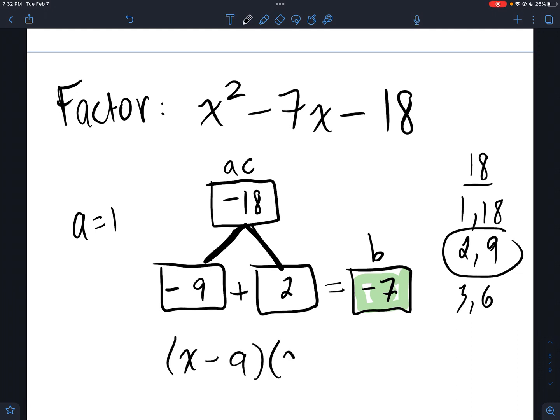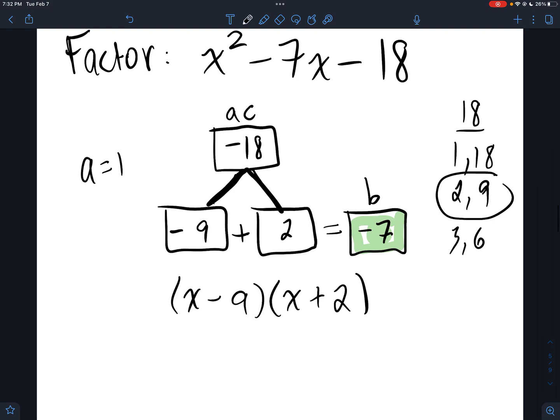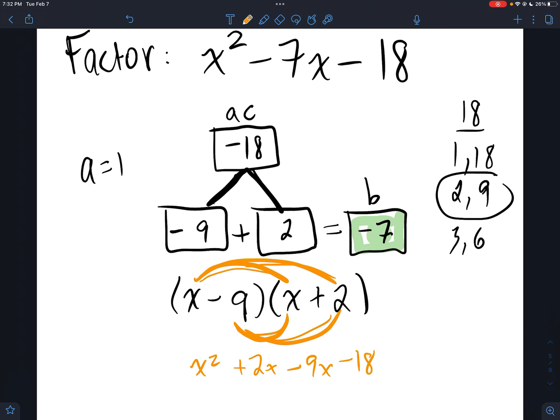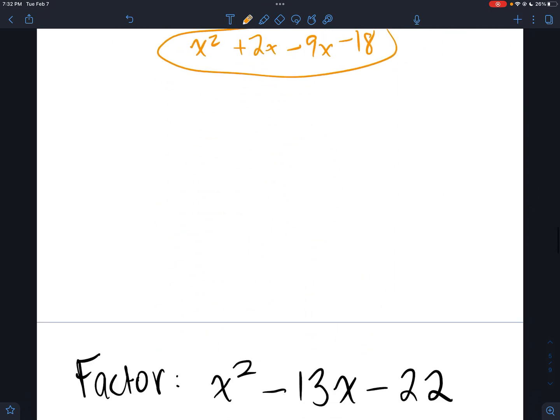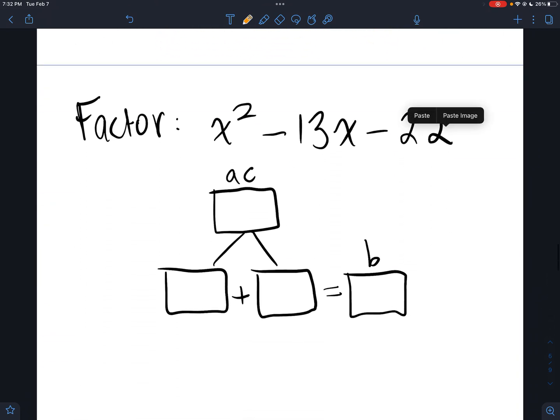And because a is 1, we can go the simple route, and the answer is just x minus 9 and x plus 2. By the way, if you ever wanted to check to see if it was right because you weren't sure, you can always FOIL to check. So it'd be x squared plus 2x minus 9x minus 18. And this actually does equal this. The middle term is negative 7x. All right, one more when a is 1. Go ahead and pause.